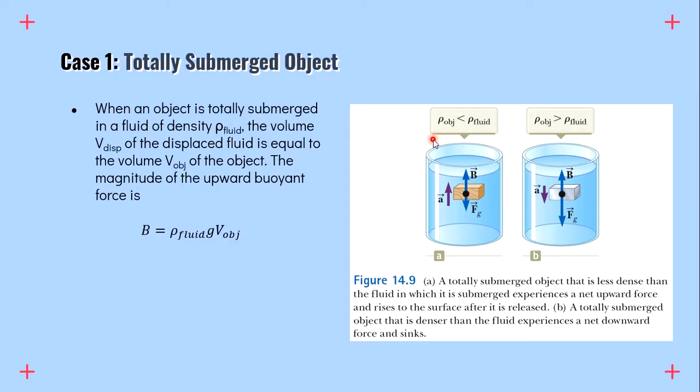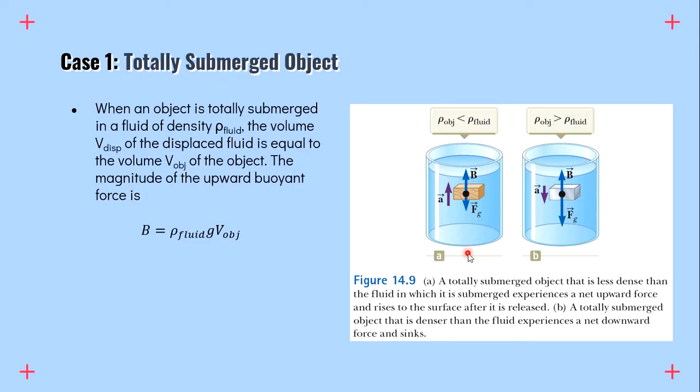We have two cases for submerged objects: the totally submerged object and the floating object. When an object is totally submerged in a fluid with density rho, the volume V of the displaced fluid is equal to the volume of the object. Remember, the volume of the displaced fluid is equal to the volume of the object for a totally submerged object. The magnitude of the upward buoyant force is B equals rho fluid g times the volume of the object.